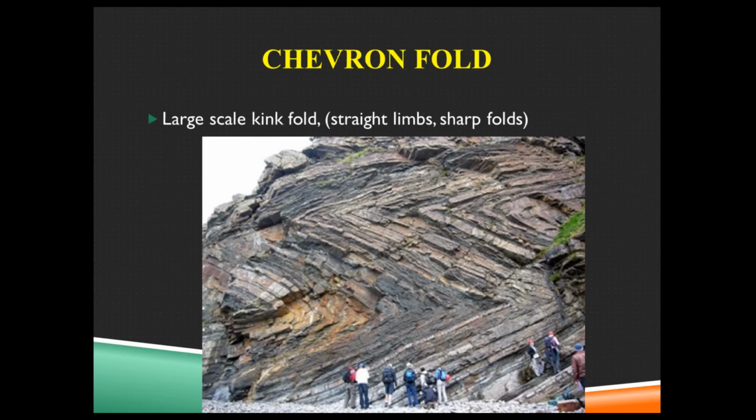Chevron folds are large scale. So the kink folds are small. Chevron folds are basically a large scale kink fold with straight limbs and sharp folds. Generally, these will have nicer, straighter limbs and nicer, sharper folds. And if you have any military background or family in the military, Army and Air Force especially, you're probably familiar with chevrons. Chevrons are on all the enlisted people's shoulders for their rank. Same kind of shape, that sharp angle with straight lines in a chevron fold.